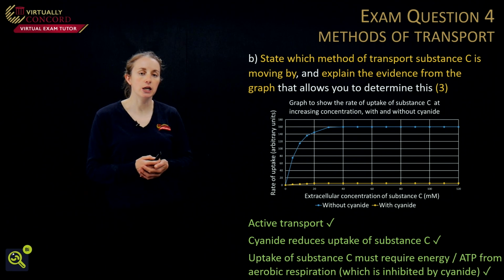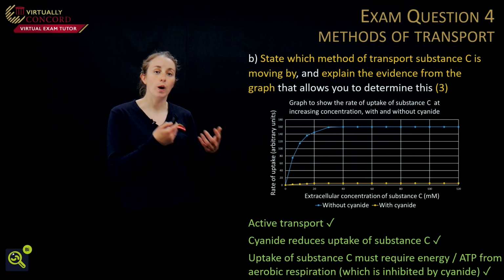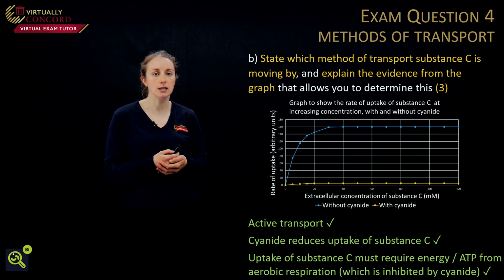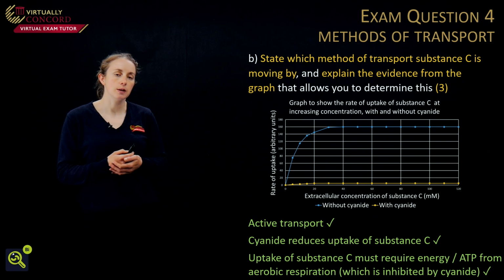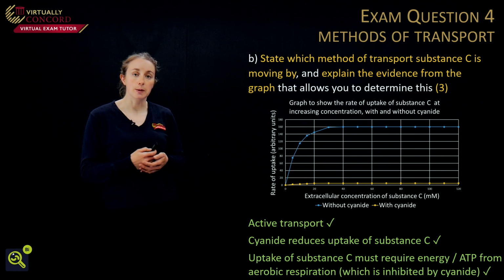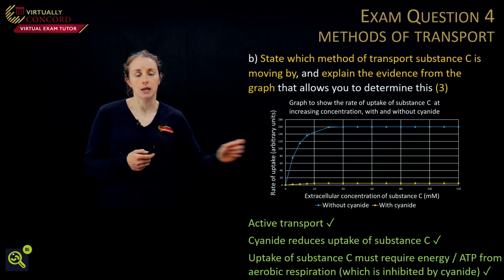In extra explanation, you know that it must be active transport and it must require energy in the form of ATP from aerobic respiration, because if you take away that ATP, when you inhibit aerobic respiration with cyanide, you dramatically reduce that rate of uptake. So we know that the substance uptake must be an active process requiring energy in the form of ATP. If it was not an active process, if it was something like simple diffusion or facilitated diffusion, adding cyanide would not have an impact on that maximum rate of uptake.